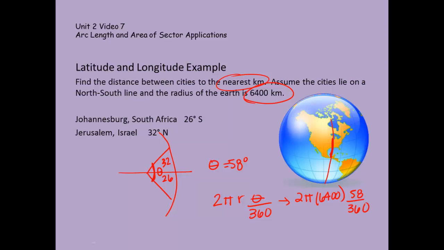Since I'm working with a word problem and it asks for the nearest kilometer, I'm going to enter that in my calculator exactly as I see it. That gives me 2 times pi times 6,400 times 58 divided by 360 degrees. And it says the distance between Johannesburg, South Africa, and Jerusalem, Israel is approximately 6,479 kilometers, and that is to the nearest kilometer.